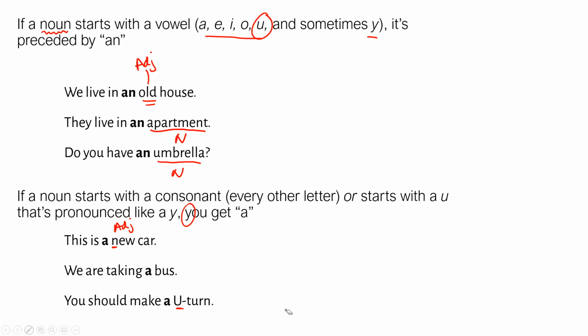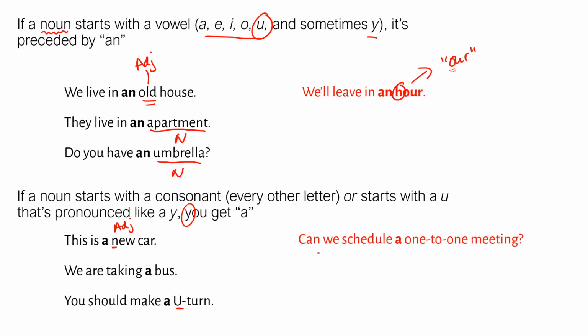Now there are some things to look at, right? If you look at an hour, the H in hour is silent. So actually you're saying something like this. And since the H is silent, we have an, because then we have the sound like a vowel. Can we schedule a one-to-one meeting? If you look at one, the O is not the first sound you make. The first sound you make is W, right? W, O, N. One. So since we have the W sound in IPA, you get a. Okay?